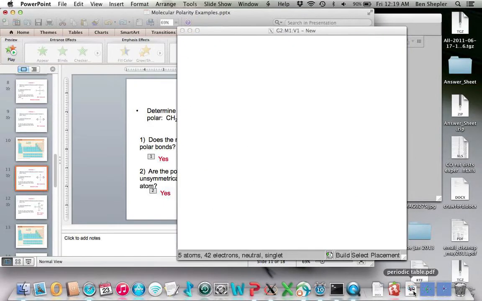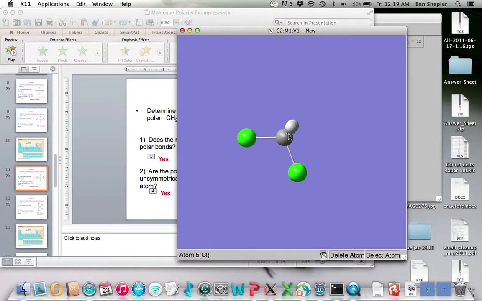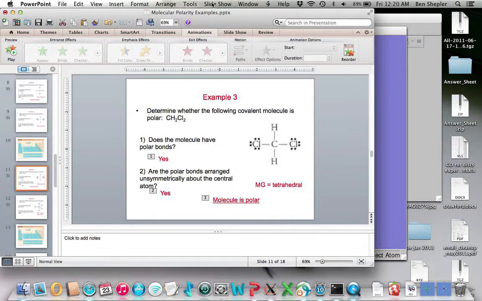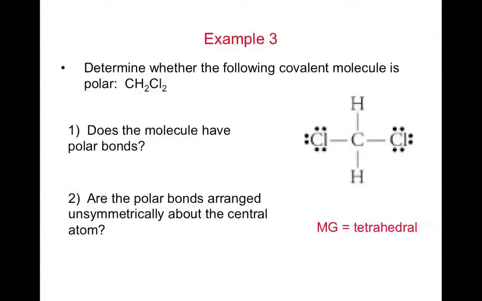And if I come here to my CH2Cl2 molecule, all right, we can see in this case, the electronegative atoms are not symmetrically arranged around the central atom. It doesn't matter where I put the chlorines and the hydrogens, I'm always going to end up with this relationship where I've got 2 hydrogens that end up being on one side of the molecule and 2 chlorines that end up being on the other side of the molecule. So I do have the required unsymmetrical relationship. So in CH2Cl2, I do have polar bonds. They are arranged unsymmetrically about the central atom, so that molecule would be polar.